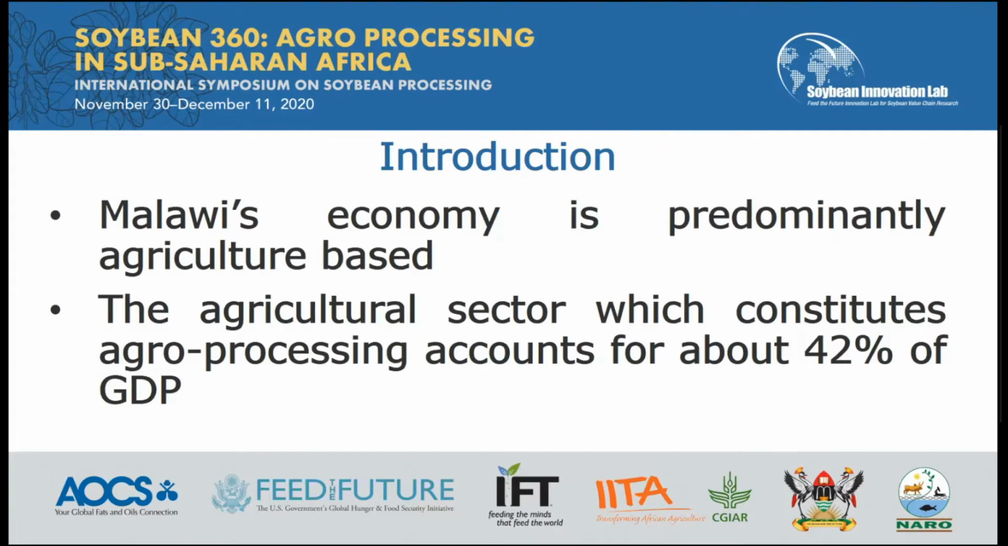Yeah, in terms of Malawi, to be more specific, our economy is predominantly agriculture-based, and the agricultural sector, which constitutes the agro-processing, accounts for 42% of our GDP. So it is a very important sector, and agro-processing is also key to the development of the economy. Next, please.